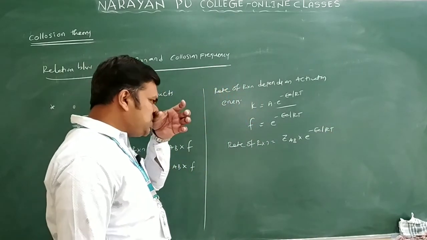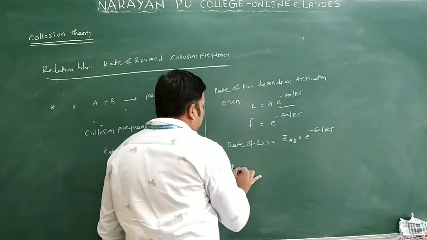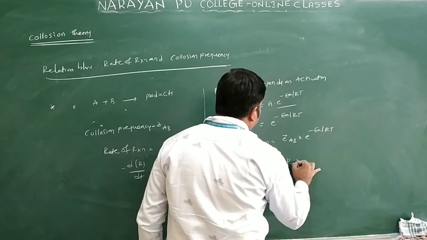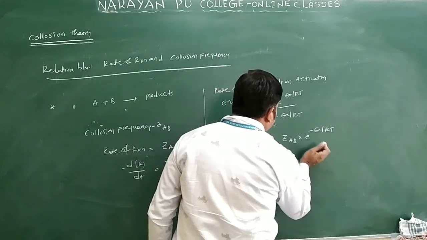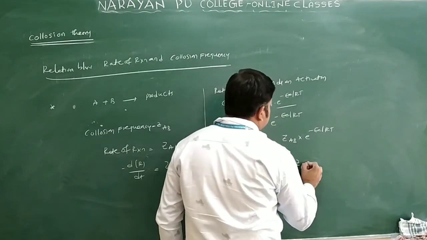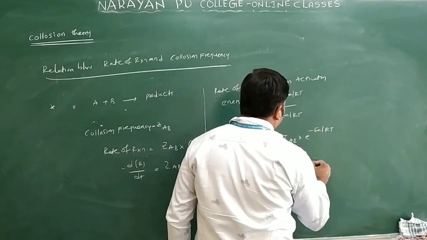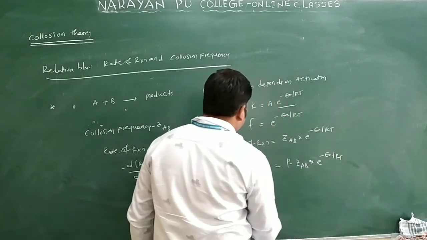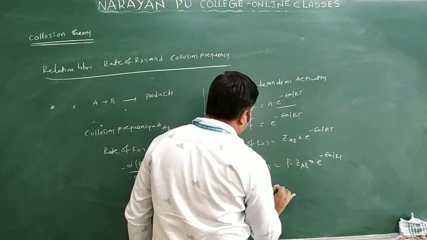Now I want to change this expression like this. Rate of reaction is equal to P into ZAB into e power minus Ea by RT. What is P here? P is the probability factor.